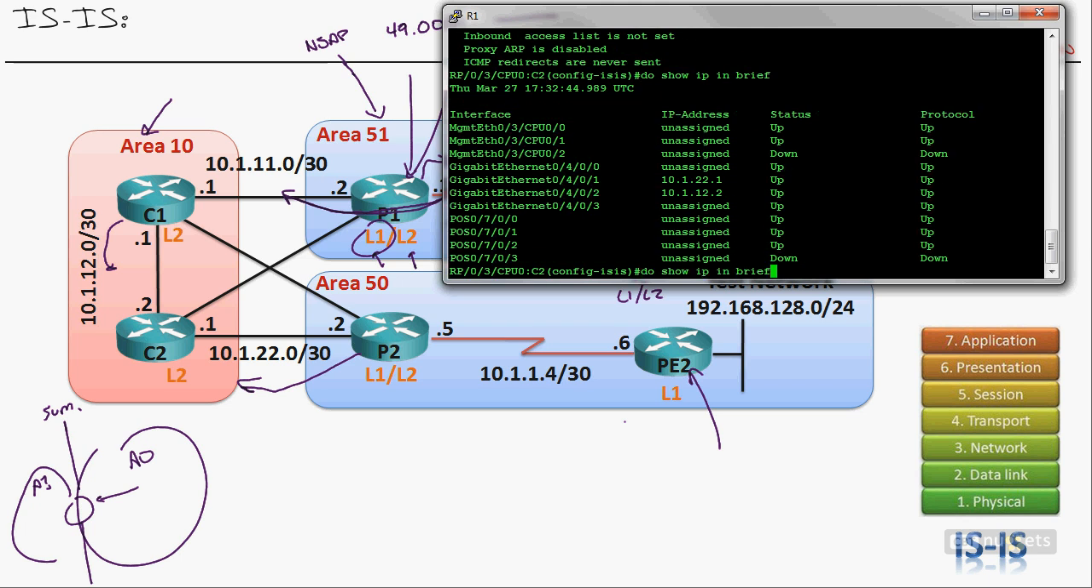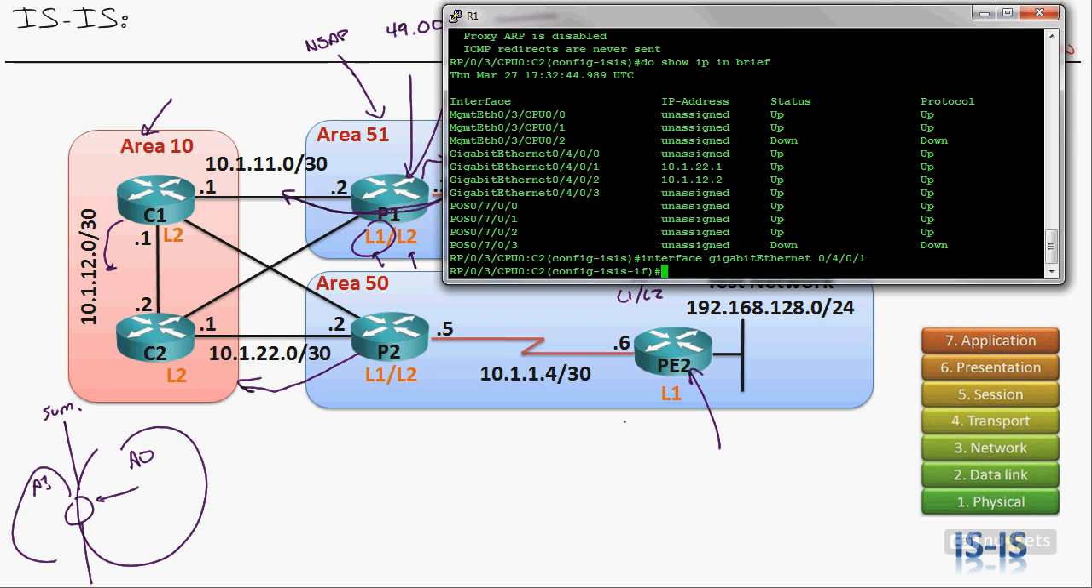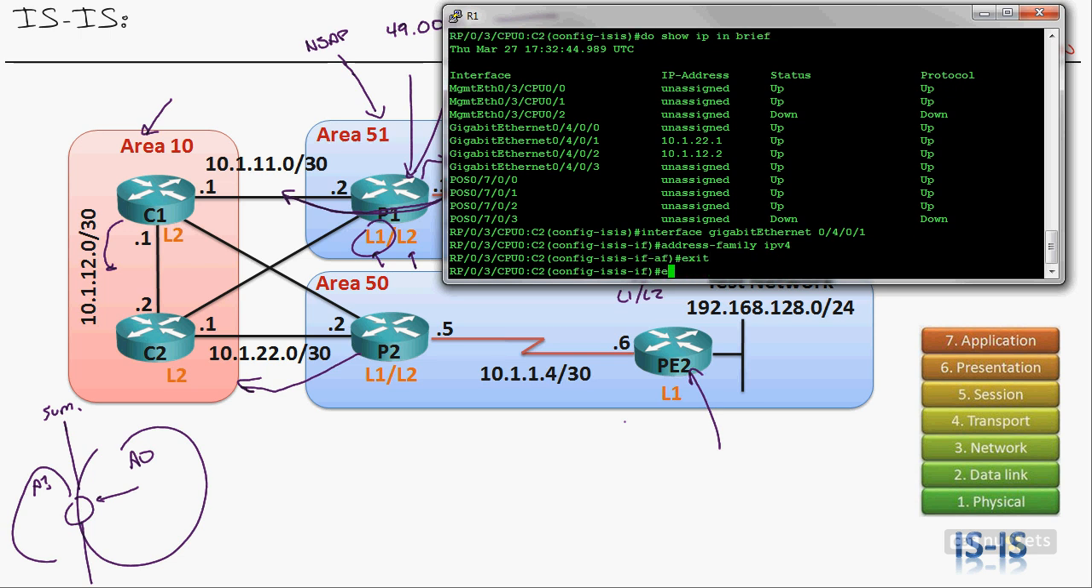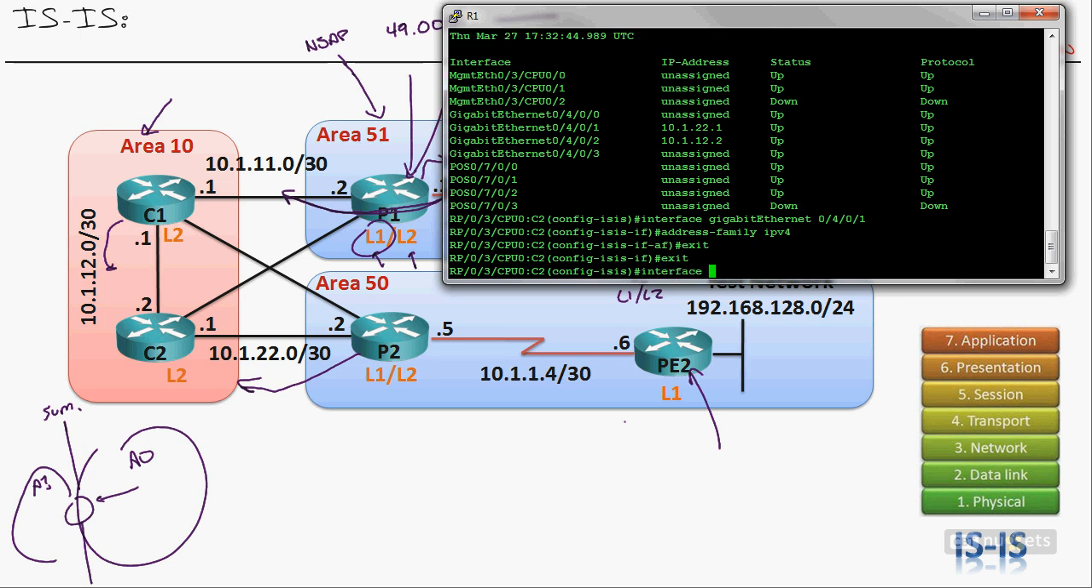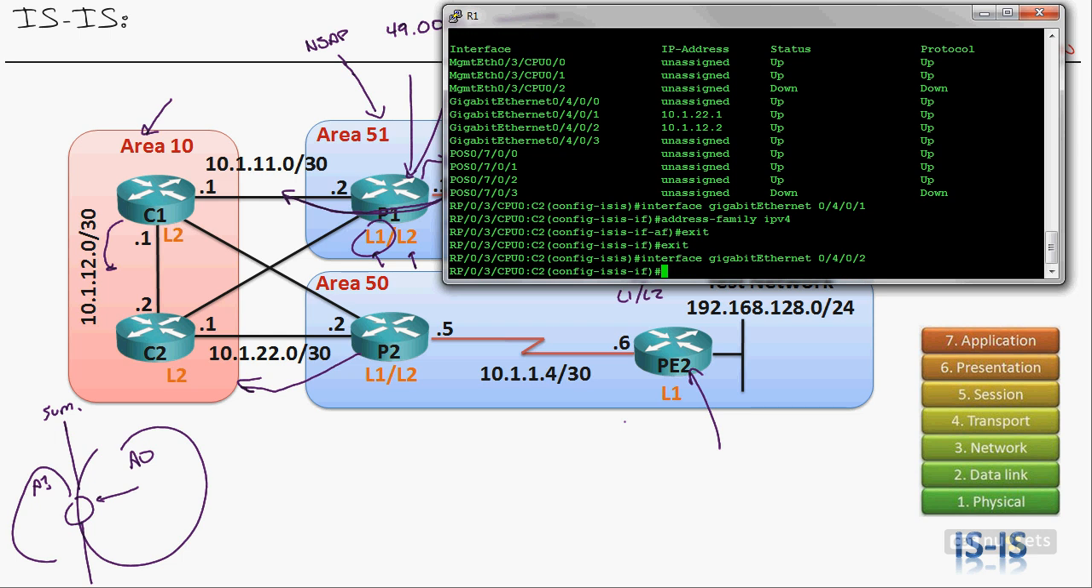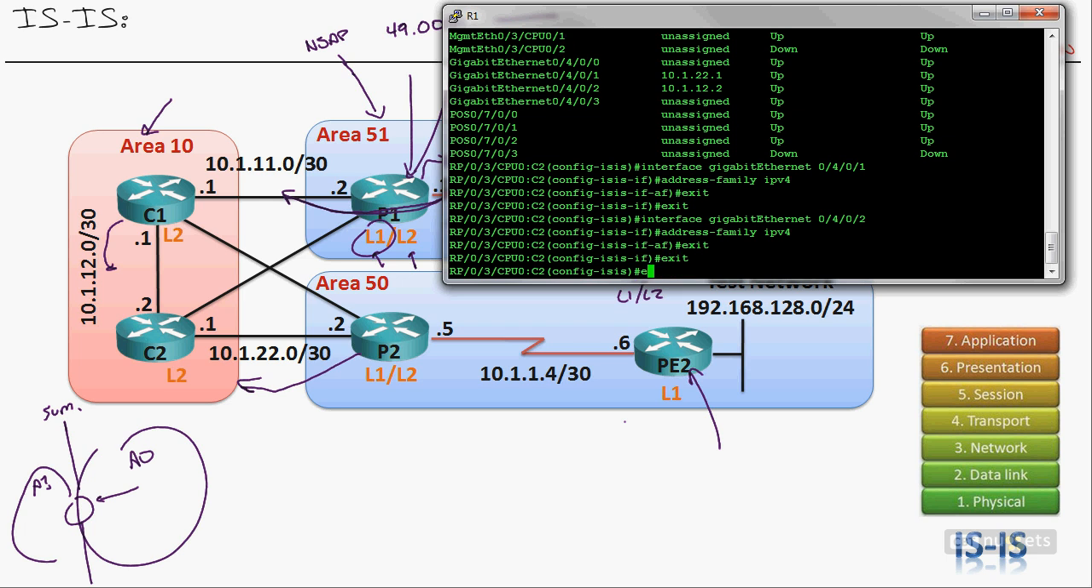Different interfaces. So I'm going to do interface GI 0/4/0/1, which is the one connecting over here to P2. I go under that interface configuration mode, and I will do address family IPv4. See that? So as long as we're doing it under the ISIS routing process, interface 0402, which is the one connecting between the two core routers, address family IPv4, exit, exit, exit, commit.